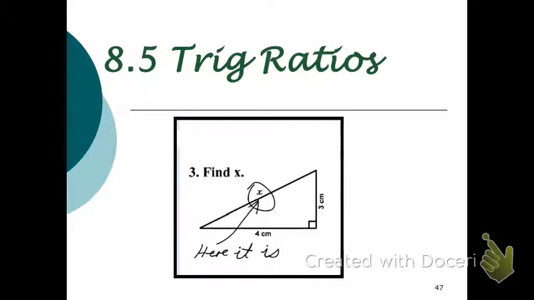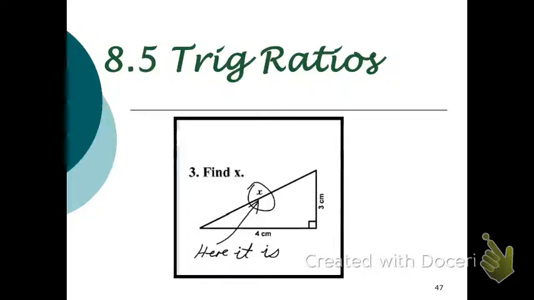Today we're going to start with trigonometric ratios. Trigonometric: trig meaning triangle, and nometric meaning measure. We're going to measure triangles. We're going to look specifically at the ratios of triangles, specifically right triangles.